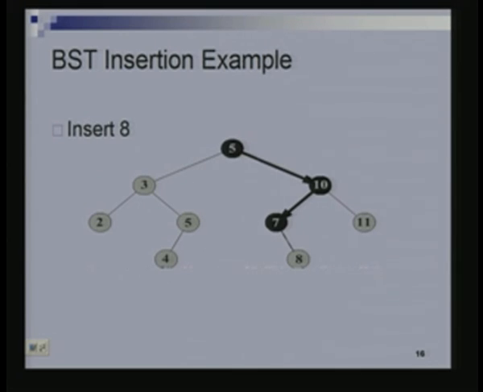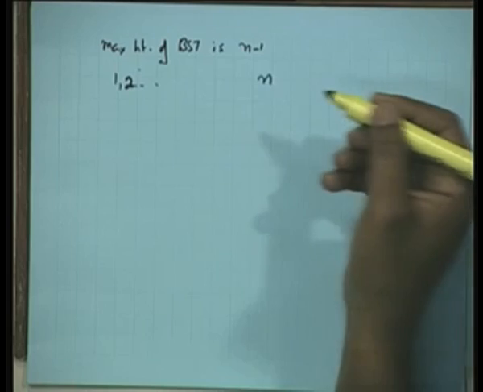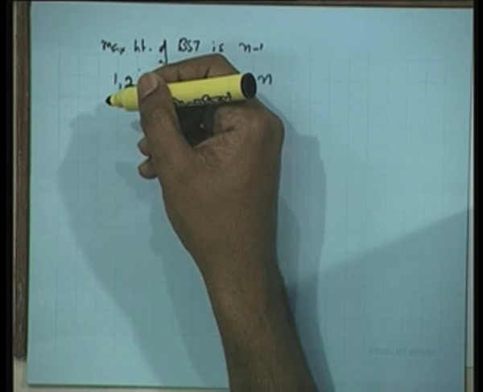Ascending, right. So, let us say our keys were 1, 2, 3 up to n. So, what order should I insert them? Exactly this order or the descending order.